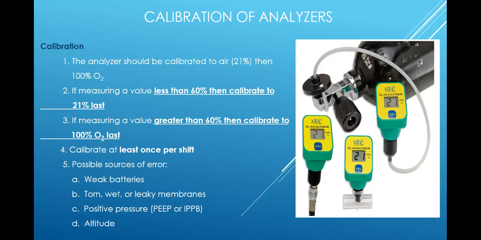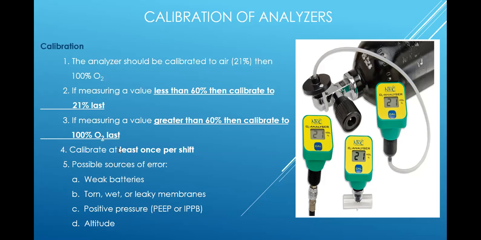If I think that he's on greater than 60%, then I'm gonna calibrate to 100% last. I'm gonna do 21%, and then I'm gonna do 100% last, okay? That is as hard as that gets, all right? That's it. But I need to do it once per shift, okay? Make sure I do it once per shift.